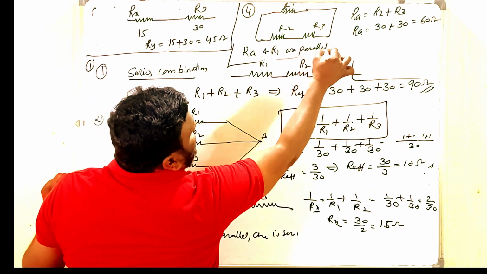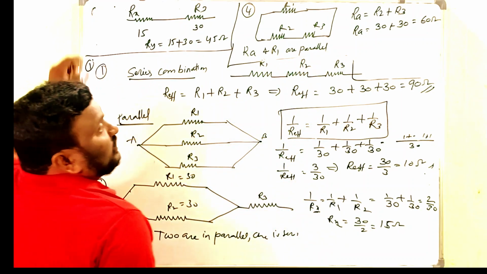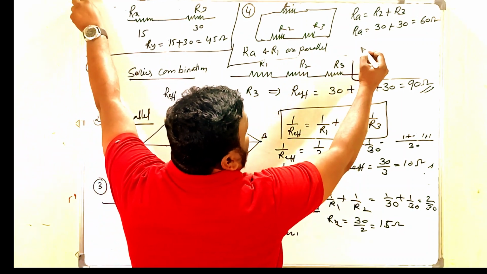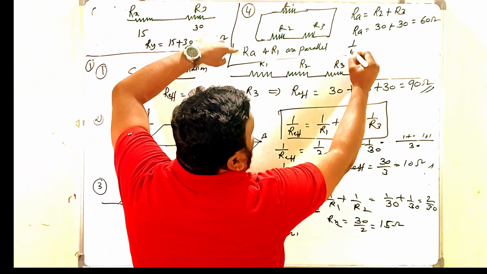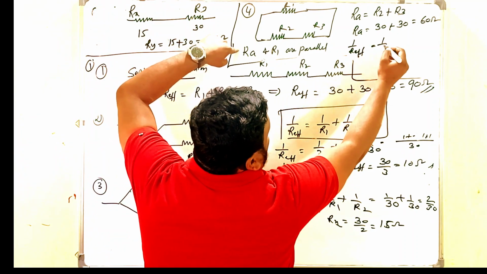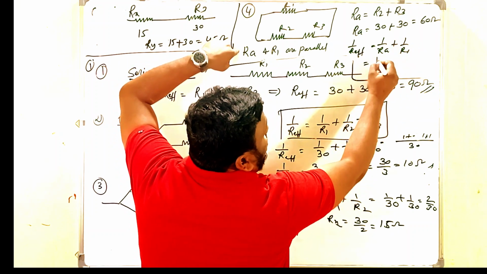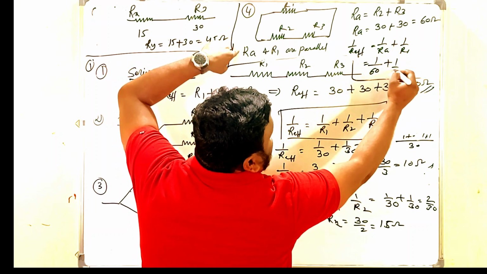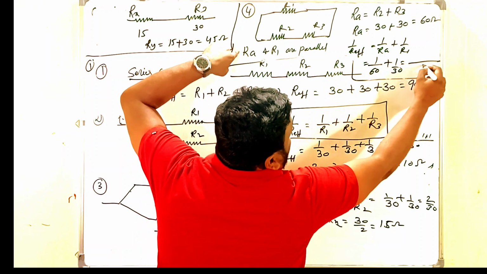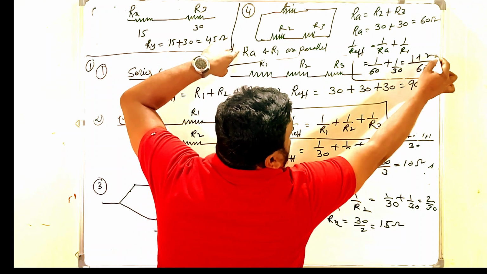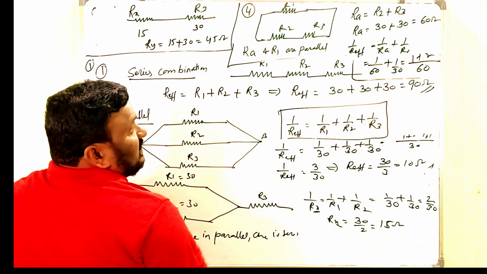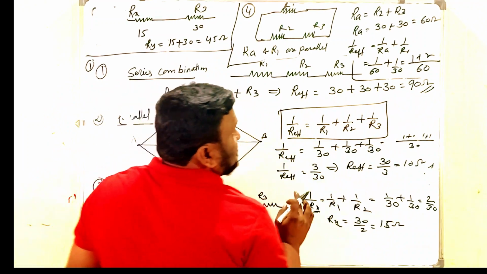They are in parallel. That's why, simply, 1 by R effective is equal to 1 by RA plus 1 by R1. That means 1 by 60 plus 1 by 30. Now the LCM is 60: 1 plus 2, 3 by 60.